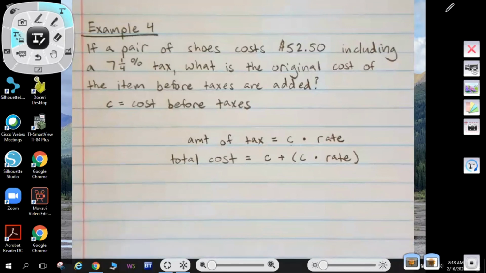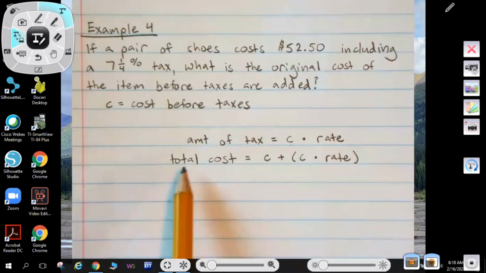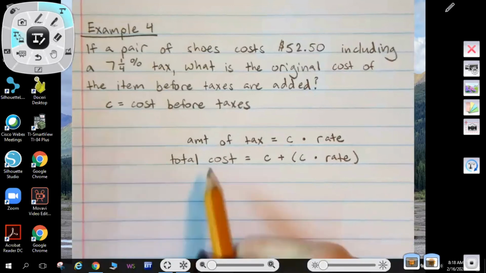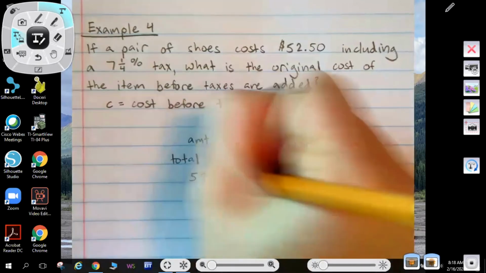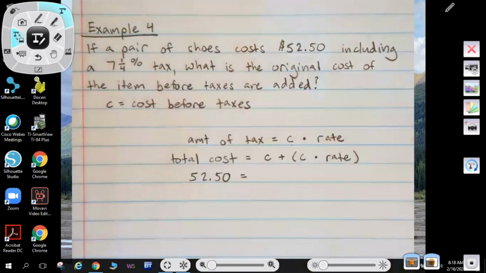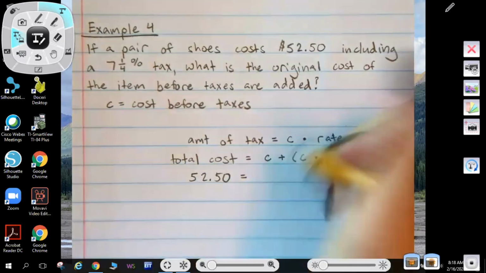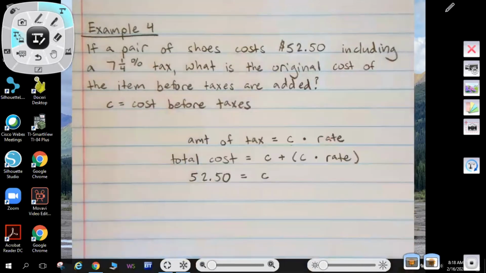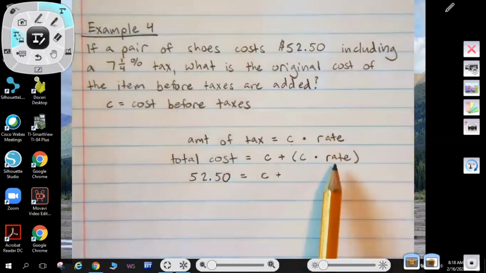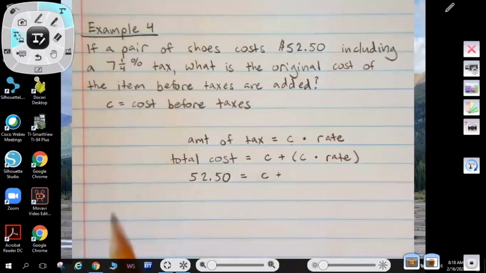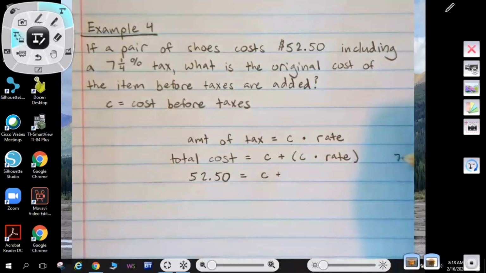Okay, so let's replace, in this equation, what we know. We know the total cost was $52.50. We don't know the original cost of the item, but we do know the tax rate. It's 7.25%.